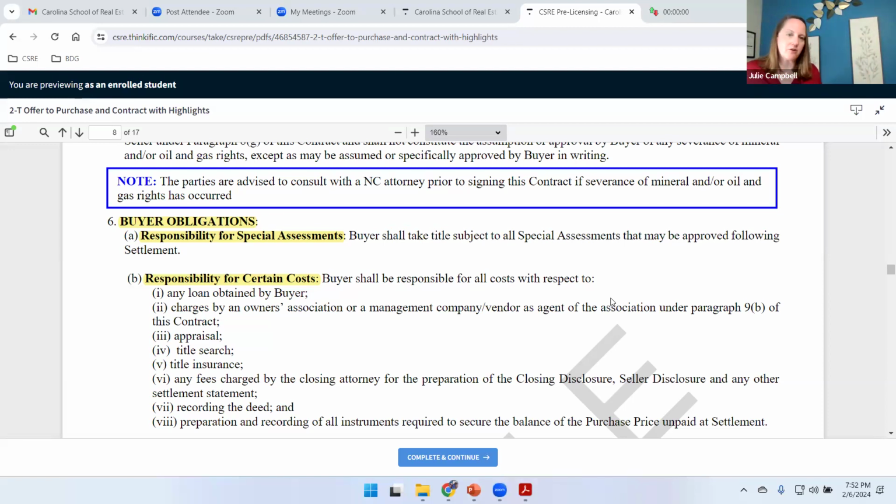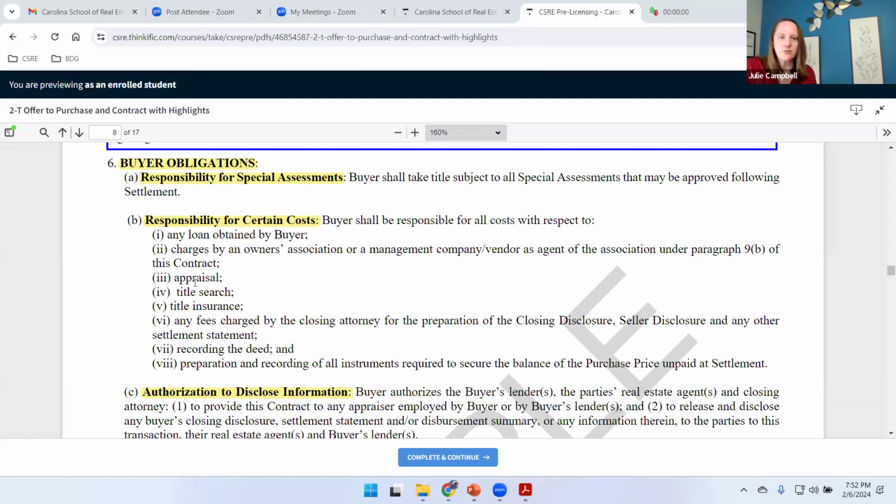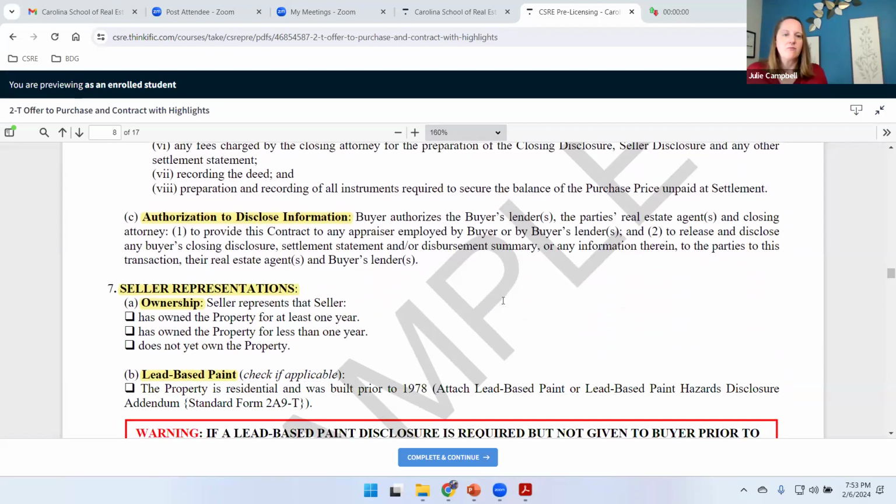Buyer's responsible for certain costs. So we talked about the cost of the loan, owners association, appraisal, title search, etc. And then authorization to disclose.